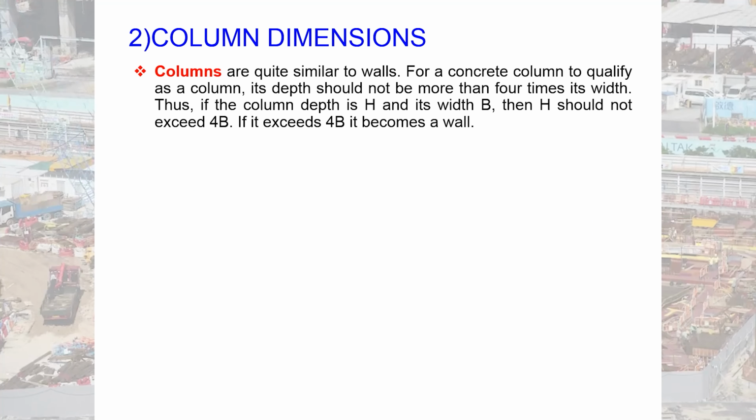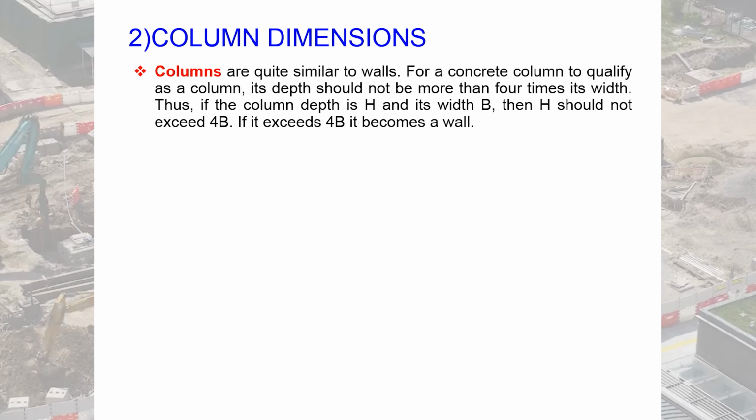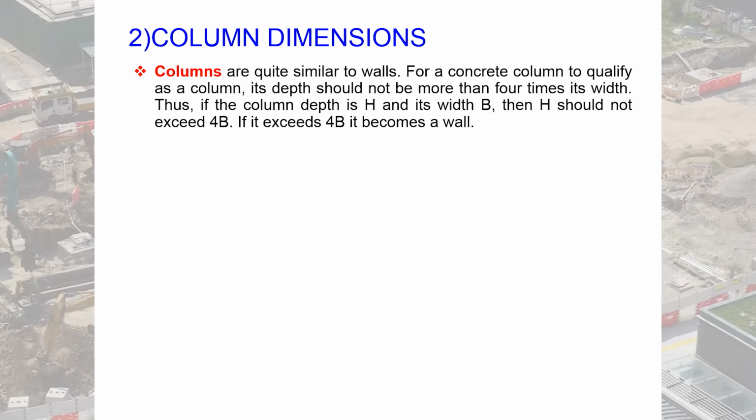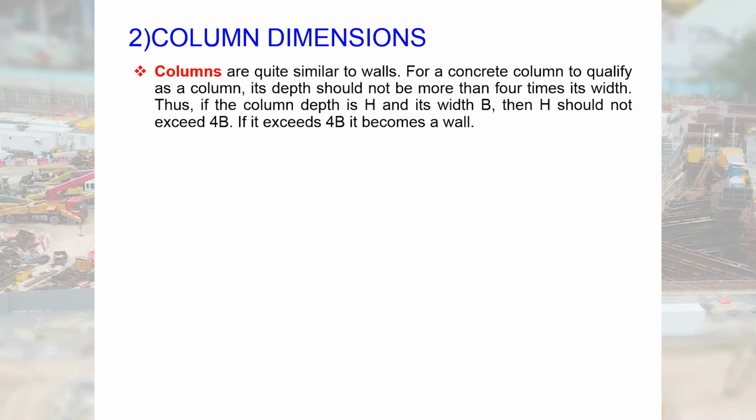Column dimensions. Columns are quite similar to walls. For a concrete column to qualify as a column, its depth should not be more than 4 times its width. Thus, if the column depth is h and its width b, then h should not exceed 4b. If it exceeds 4b, it becomes a wall.